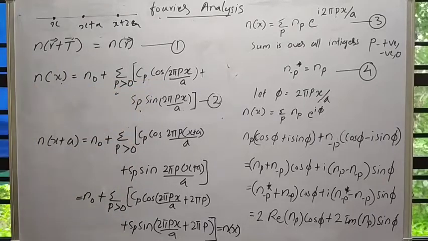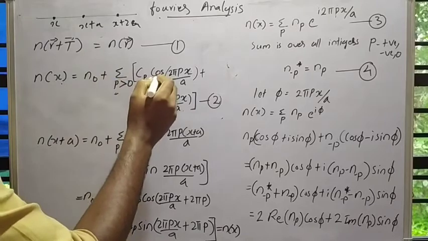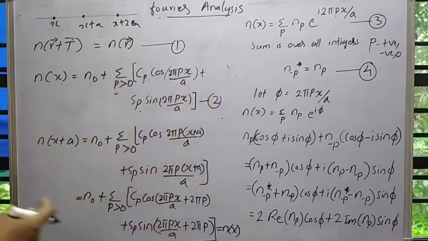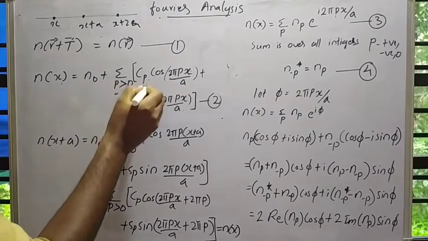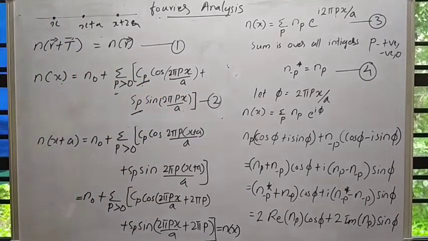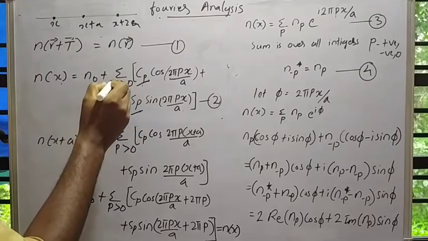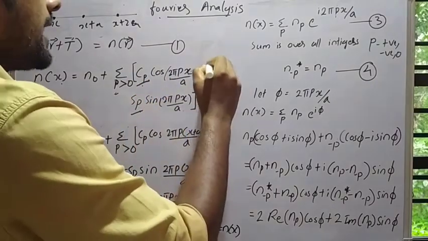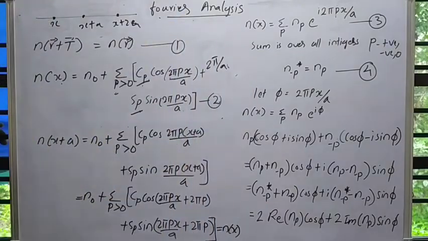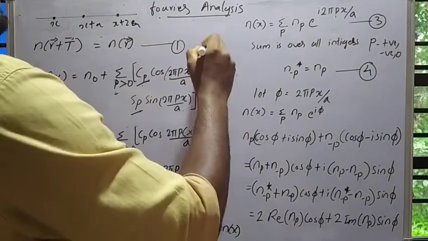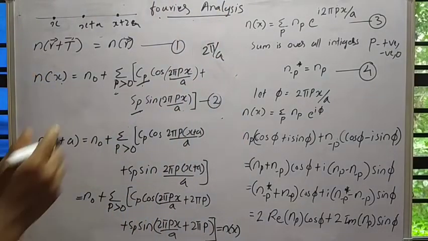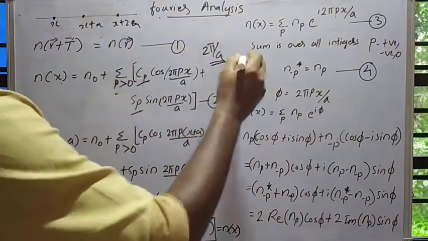So n of x equals n naught plus the sum over p greater than 0 of cp cos(2 pi px over a) plus sp sin(2 pi px over a), where cp and sp are real constants, known as the coefficients of the Fourier expansion. The p's are positive integers, p greater than 0, and the factor 2 pi over a ensures that this has a period a.